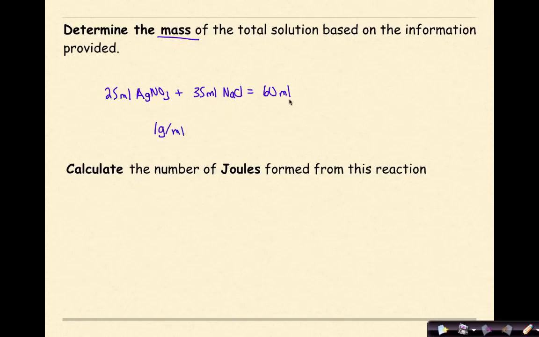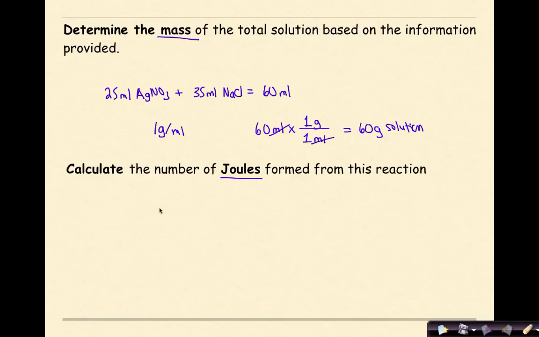So if I have 60 milliliters, I can figure out the mass here. So 60 milliliters of solution, and then I use the density right here, which basically says, well, 1 milliliter, because there's an assumed 1 down here, is equal to 1 gram. So milliliters cancels milliliters. 60 times 1 gives me 60 grams of solution. Then calculate the number of joules formed from this reaction.